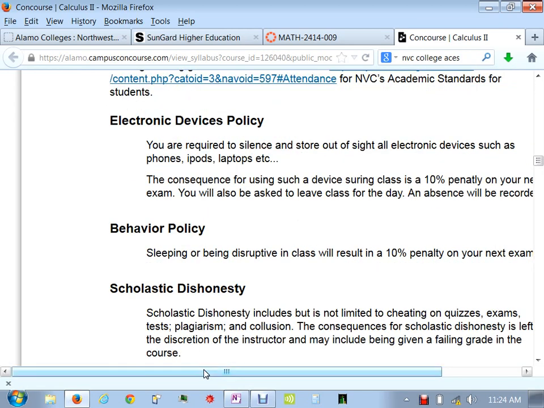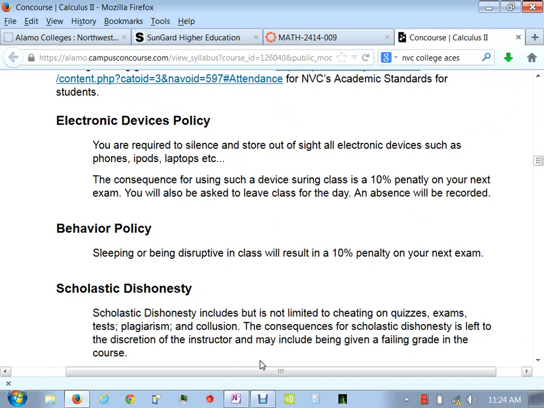Electronic devices. So I don't allow you to have your cell phones or iPods or anything like that out, because I don't know what you're doing. So just keep these away for the hour and 40 minutes that we're in class. Disconnect yourself. You're off the grid, okay? No Facebook updates, okay?